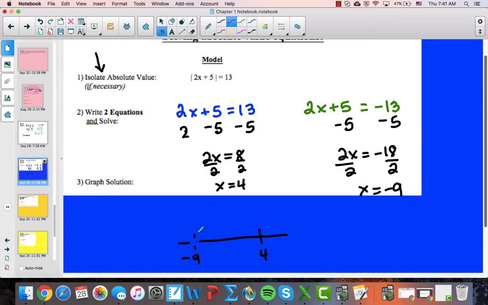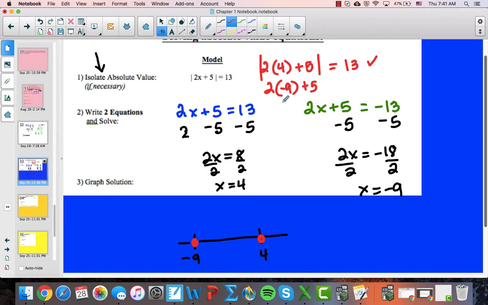Oops, let me use red. And so we plot them directly on that equation. So let's think about that. 2 times 4 plus 5, and then I take its absolute value. So 8 plus 5, does that give me 13? Yes, it does. So it's a true statement. Let's look at -9. 2 times -9 plus 5.